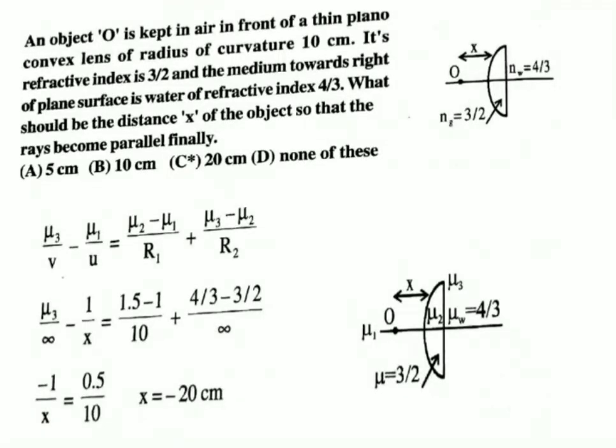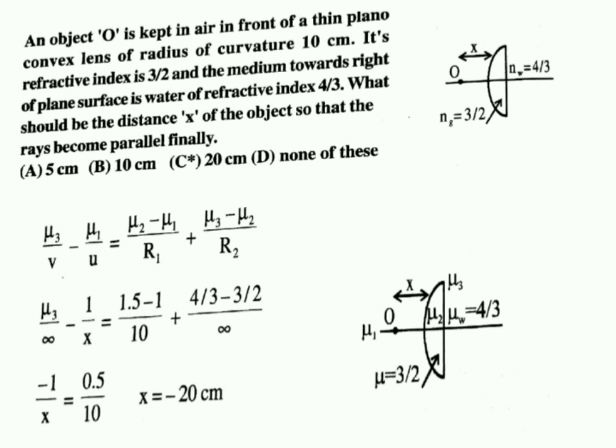Okay, let us look into applications of refraction at spherical surface. Now in this question, the mediums are different. Light rays travel from air to glass and glass to water. An object is placed at a distance X in front of a thin plano-convex lens. Radius of curvature is 10. The refractive index is 3 by 2 and the medium towards right of the plane surface is water having a refractive index 4 by 3. What should be X so that the rays become parallel? That means after 2 refractions, the rays have to emerge parallel.